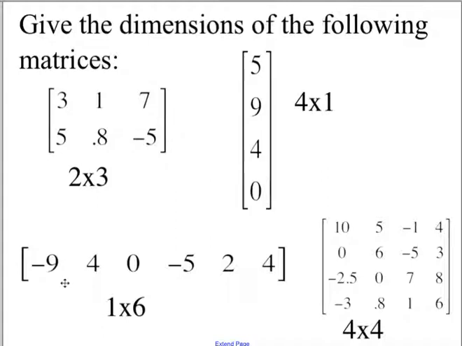And then the last one is what we call a square matrix. It's a 4 by 4. It's when the number of rows and the number of columns are equal. And you'll notice the entries in a matrix can be a decimal, a negative number, a positive number, they could be 0, they could also be fractions, depending on what the situation is.